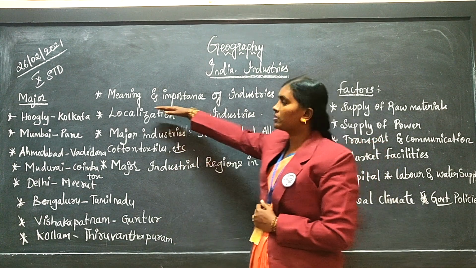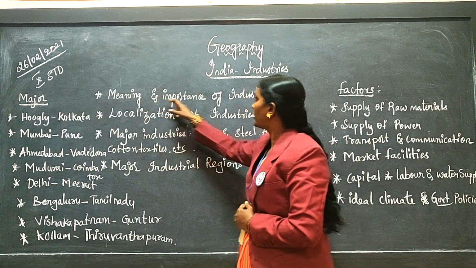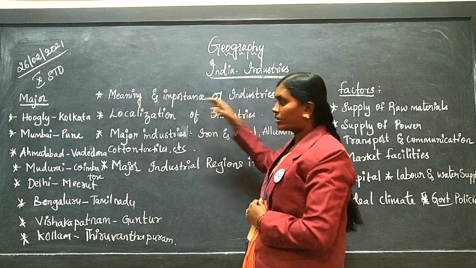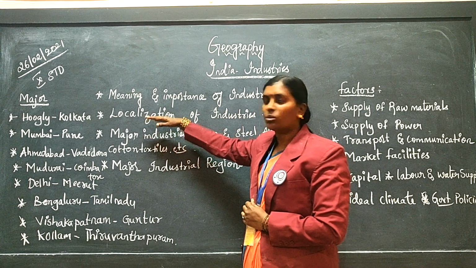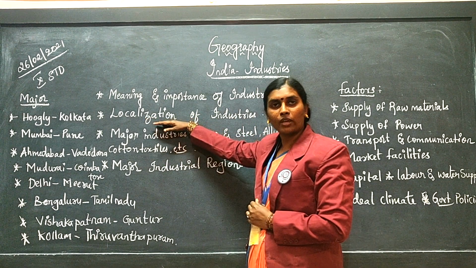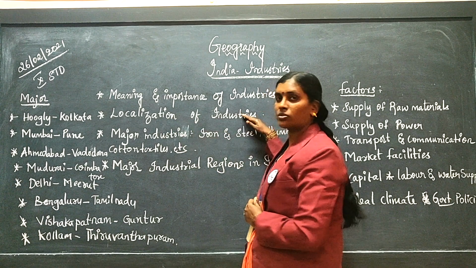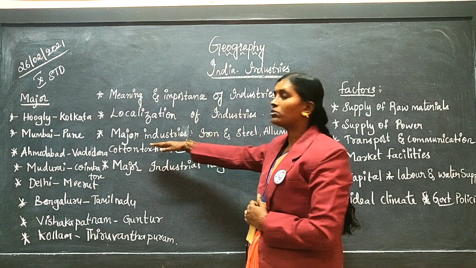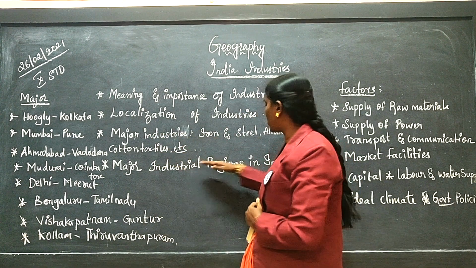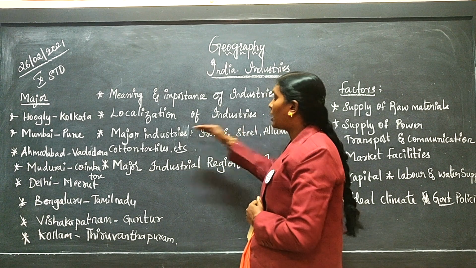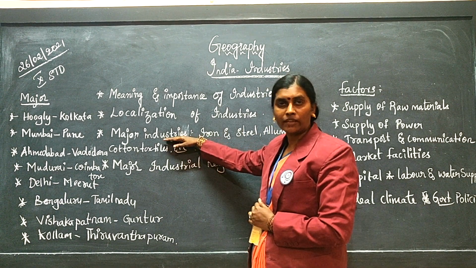The first thing is the meaning and importance of industries. The second thing, I am going to explain the qualities required to start industries. The third thing is the major industrial regions in India. Then the last, the major industries we have in India.